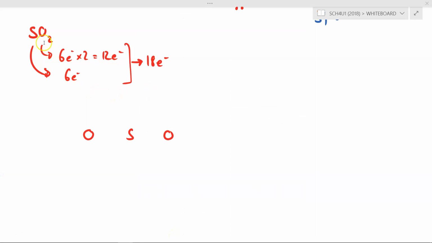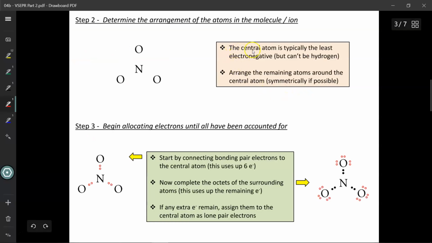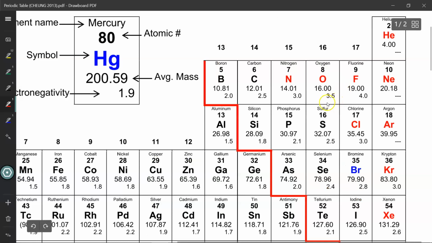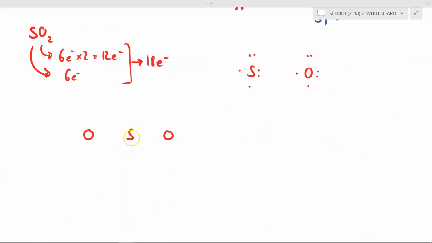So with SO2, oxygen has 6 electrons, there's 2 of them, giving us 12 electrons. Sulfur has 6 electrons, giving us a total of 18 electrons. Now both sulfur and oxygen have the same number of bonding sites, and that is 2 areas where they can attach onto other electrons. In such cases, the central atom is typically the least electronegative. So over here, oxygen has an electronegativity value of 3.5, while sulfur is a 2.5. So sulfur should be the central atom.